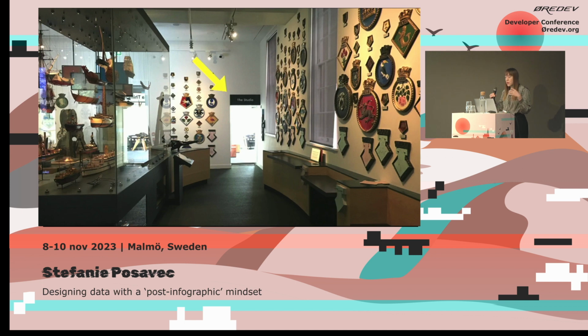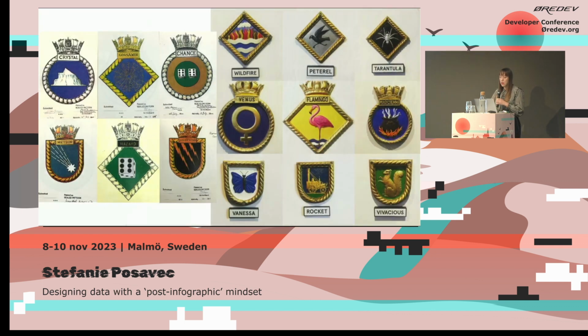My studio was situated right in the middle of the galleries, and while I was there, I became fascinated by the collection of Royal Navy ships badges that were on the gallery walls around my studio door. And so these are really great. They're very witty and playful in their imagery, and the Royal Navy ships badges are like the visual identity of a ship, and it's very similar to a traditional coat of arms.